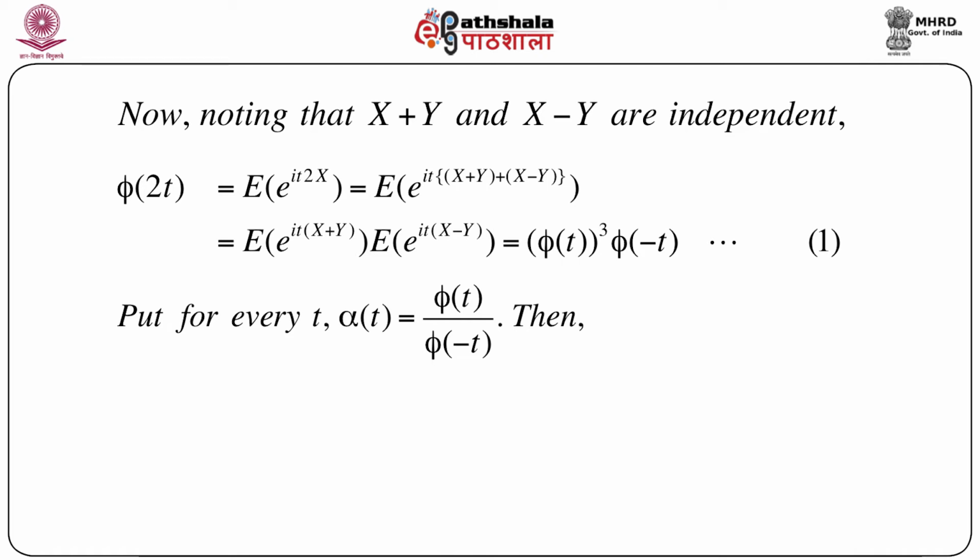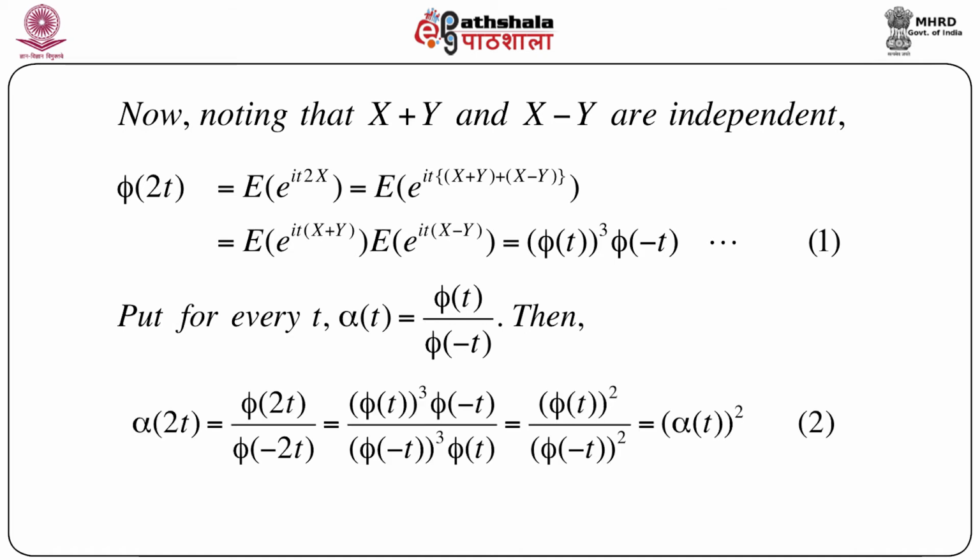Now put for every t, alpha(t) as phi(t) by phi(minus t). This is one small trick that we have to use. So this is one particular thing that we have to substitute. Then immediately we can write alpha(2t) as phi(2t) by phi(minus 2t), just replacing t by minus 2t. Now we know that phi(2t) is phi(t) whole cube into phi(minus t). Similarly, just replacing t by minus t, we can get the denominator as phi(minus t) whole cube into phi(t).